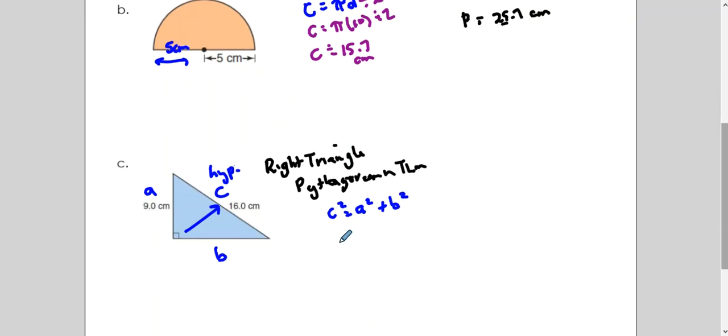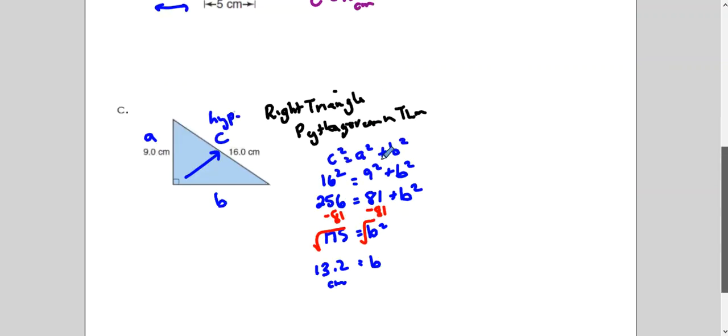All right. C, do I know C? Yeah, it's 16 because I labeled my triangle. That's 9 squared plus b squared. Okay. So I'm going to pause it here because I want to see if you can check your work to see if you remember how to do it from the previous lesson. So hopefully you've checked it.